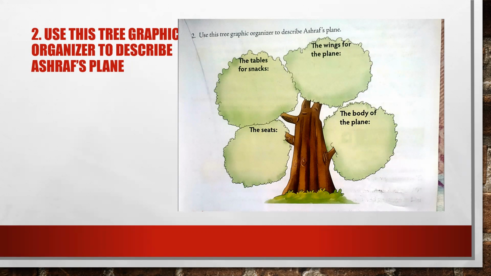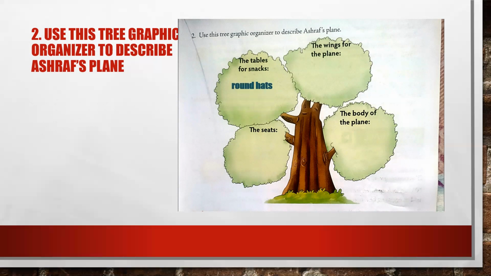What did he use as tables for snacks? What were the wings of the plane? The seats that he had organized for himself and his friends? And the body of the plane, what was that like? Let's start with the tables for snacks. What did he use as tables for snacks?